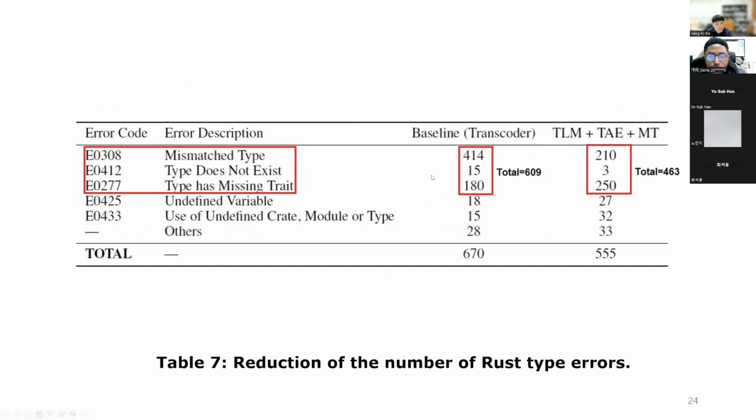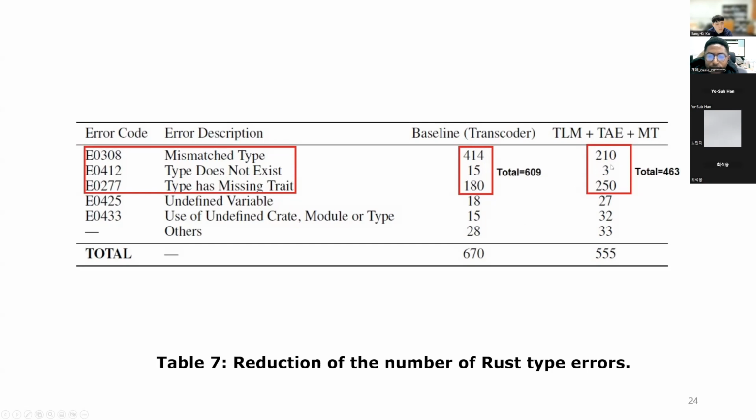Another issue with this demonstration is about Rust programming language data type errors. In the baseline TransCoder, there are a total of 609 data type mismatch errors.